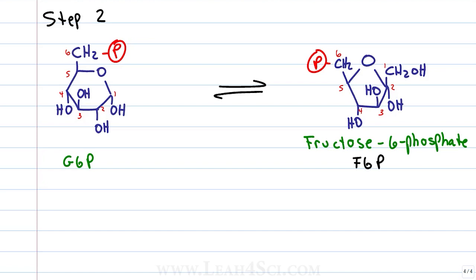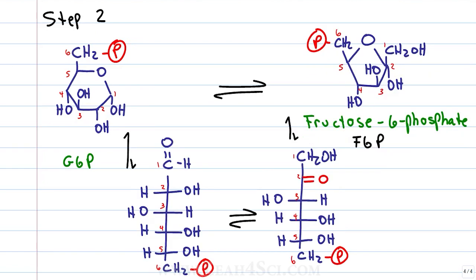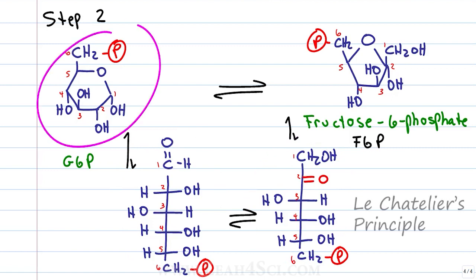Instead, we have to go from the chair or Haworth conformation to the open form, which we'll show in a Fisher projection before the reaction can proceed. You'll notice that even with the phosphate group, glucose still favors the cyclic form, but every time we form a glucose and it gets isomerized to fructose, Le Chatelier's principle dictates that another glucose will go from cyclic to linear form, so it can react and another, which is how we get all of the glucose to react.